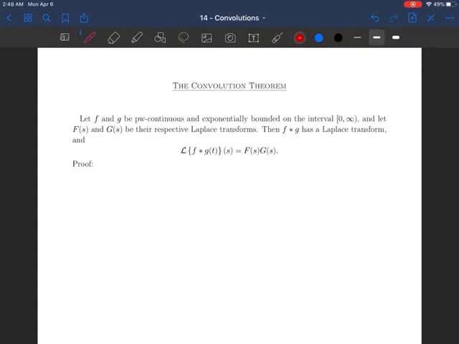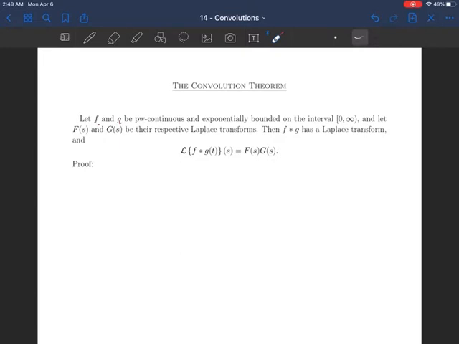That is what's called the convolution theorem. The convolution theorem tells us the thing that we started with, that the Laplace transform of the convolution of f and g is the product of the Laplace transforms of f and g. So what do we have to do to prove this thing?